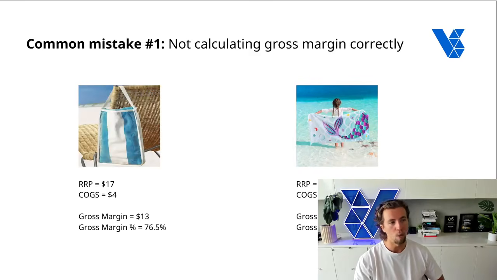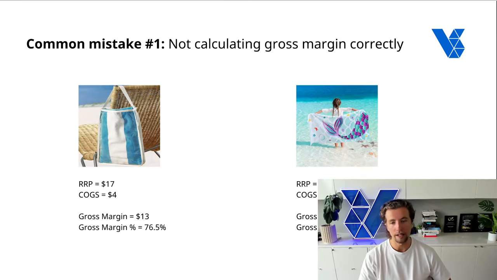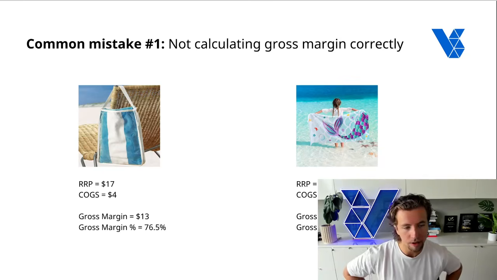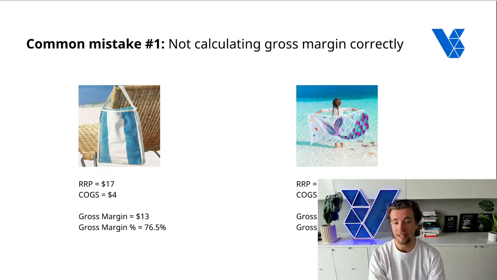Common mistake number one is not calculating gross margin correctly. And about 75% of e-com business owners that I talk to make this mistake. And let me run you through an example. Let's use the beach bag and the towel again because we have all the numbers ready here. And so the beach towel we know has a $35 gross margin per unit, which comes out to 70%. And we know that with the bag, we'd normally sell this at about $17. We have a cost of goods of $4. So our gross margin sits at 76.5%.